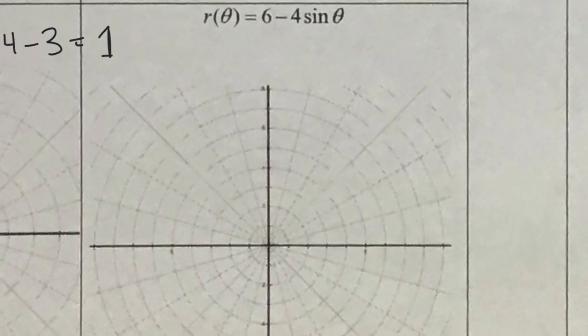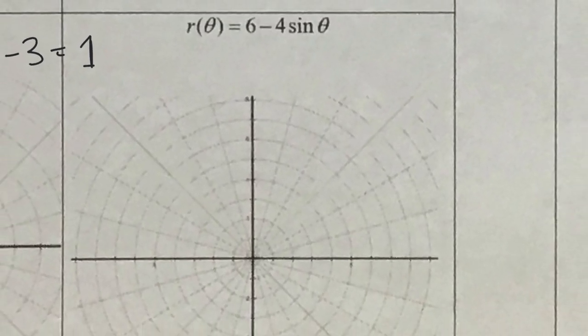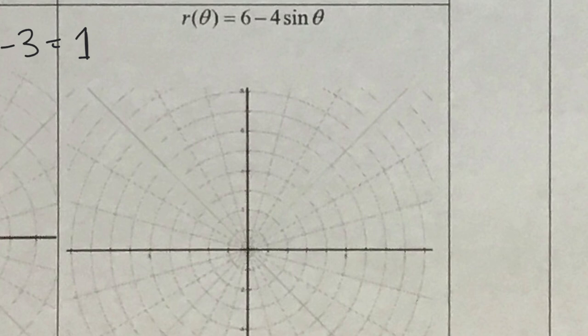6 minus 4 sine. So first of all, let's talk about the pole of symmetry. We have a negative and we have a sine, which means the pole symmetry is going to be 270 degrees. Negative sign means it's going to open down. So the outer loop, 6 plus 4 is 8.